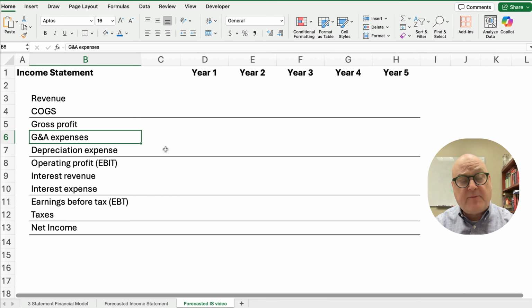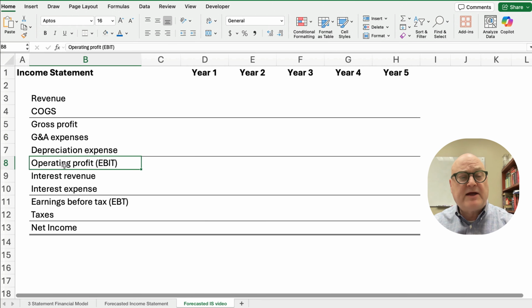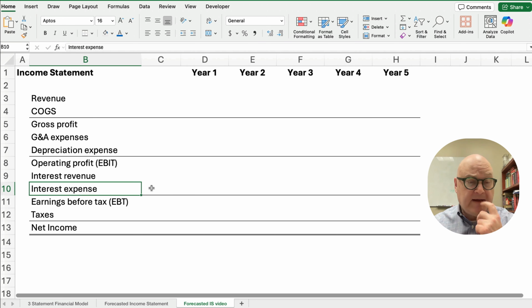And then we have some operating expenses. Operating expenses would be things like selling, general and administrative. Here, G&A is for general and administrative expenses. Then we have depreciation, and then we'll subtract those two and get operating profit or earnings before interest and taxes. Then I've got interest revenue and interest expense. If we invest some money and we receive interest, that's interest revenue to us. If we borrow money and we owe interest, then that's interest expense. Then we subtract those out and we get the earnings before tax or EBT. Sometimes that's called pre-tax income. And then we have taxes, and then we have net income.